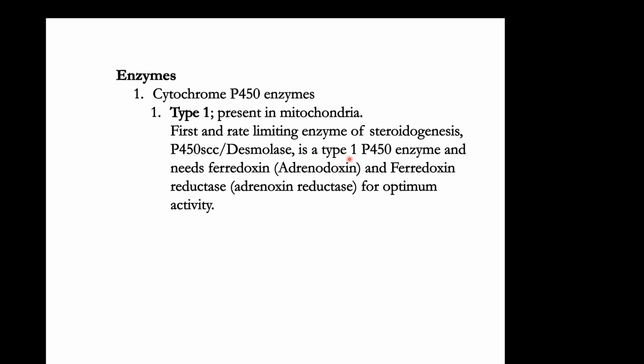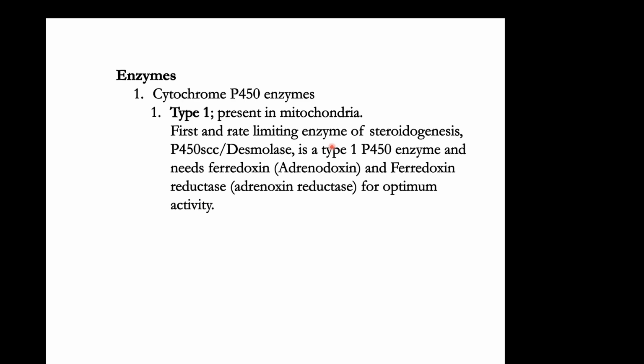It is a type 1 P450 enzyme and needs ferredoxin, also known as adenodoxin, and ferredoxin reductase, also known as adenodoxin reductase, for optimum activity, because these enzymes utilize NADPH, take up the electron from the NADPH and transfer it to the substrate and make the product. This is the usual scenario. All these 7 different types of enzymes are present in the mitochondria.